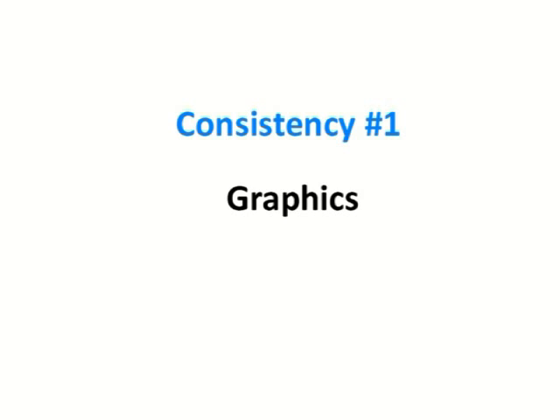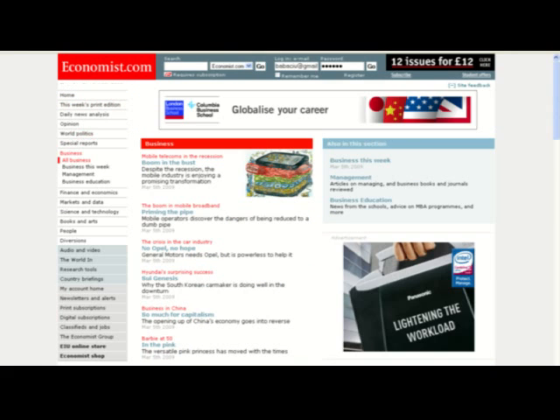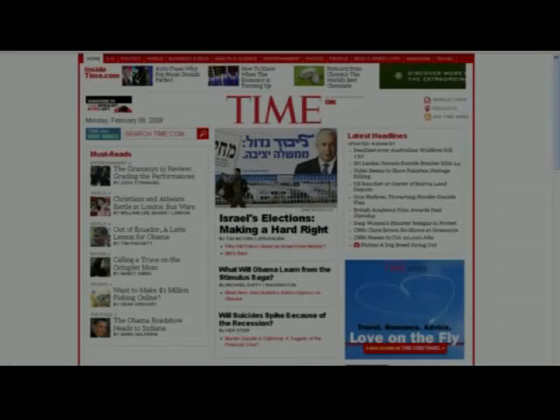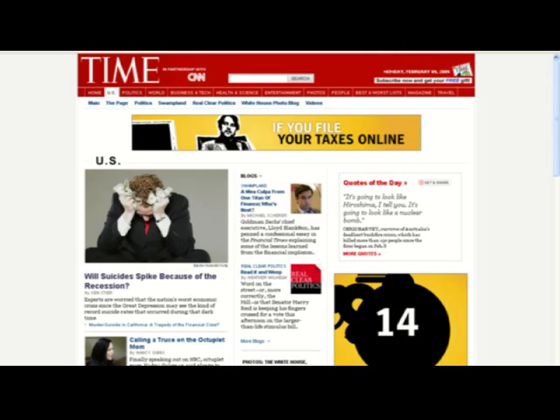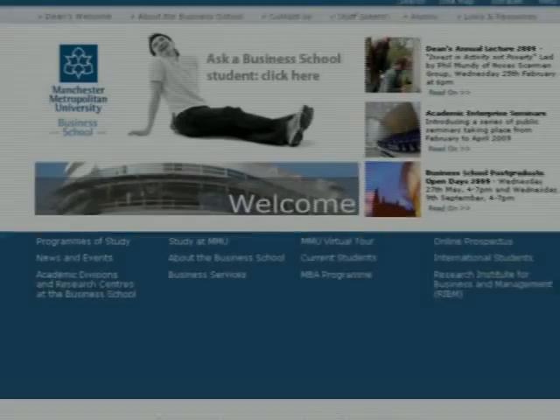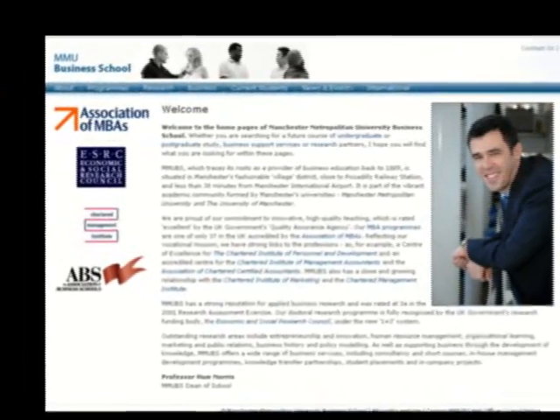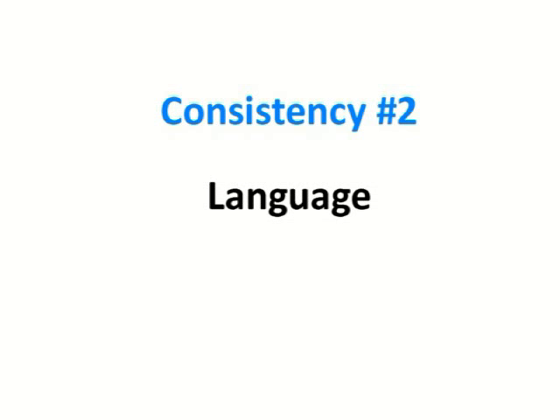First, a good website should exhibit a similar layout throughout its pages. In this respect, a good example is theeconomist.com, where all the pages show similar design and colors. On the contrary, the website of The Times changes drastically every time you move from one section to another. Similarly, the website of MMU Business School displays the first page with a completely different layout compared to all the other pages.